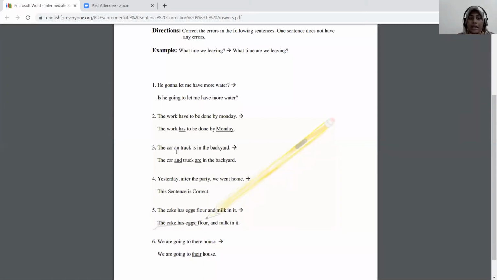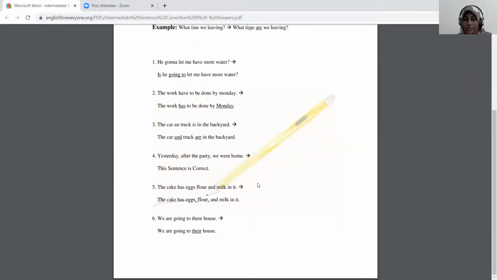The car and truck is in the backyard. So the article a is not suitable here. It's supposed to be replaced with a conjunction. The car and truck are two items, so it should be plural. So the correction here is: the car and truck are in the backyard. I think this is quite simple, right? We will go through it very quickly. That's why I didn't want to ask questions. I just wanted to explain why.